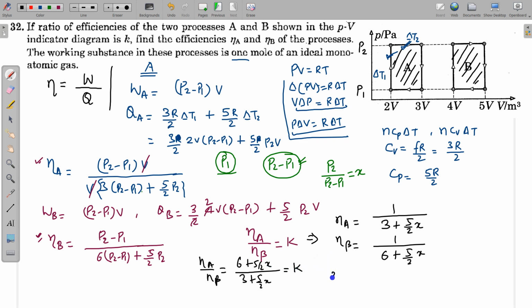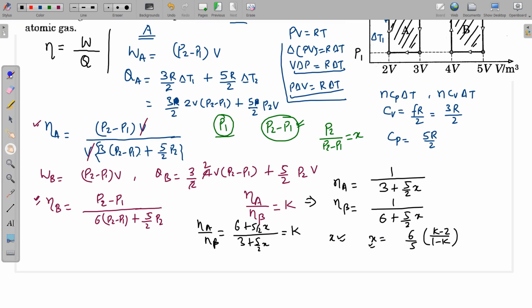From here I can find the value of x. I can find the value of x from this equation, and this x will come out, on calculation, as 6 by 5 times (k minus 2) divided by (1 minus k). This is the value of x from here. And if I have calculated x, I can put this x in any of these expressions. If I have to find eta A, then I can put x in this expression. If I have to find eta B, then I can put x in this expression. So putting x in these expressions, I can easily find the values of eta A and eta B.